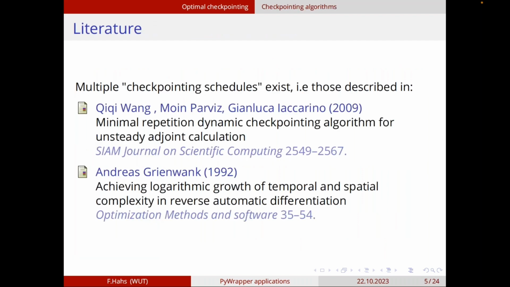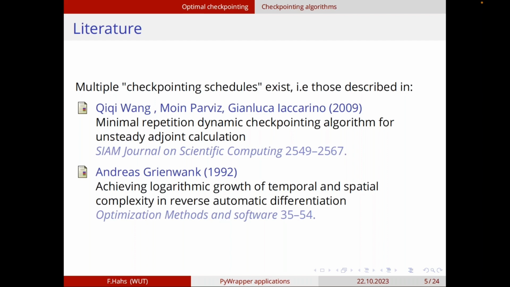So there are, of course, multiple ways to figure out which time steps to save. And there are two major ones which I focused on. The original one by Mr. Griewank, where this idea is introduced, and logarithmic growth of complexity is achieved, so that as you increase the number of time steps you want to calculate, the number of recalculations grows only logarithmically. And in this article, Mr. Wang and a few other people expanded this to online checkpointing, where the number of checkpoints does not have to be previously known.